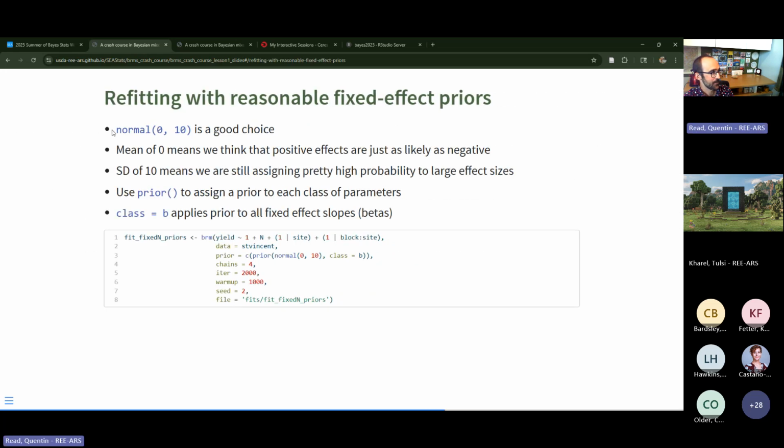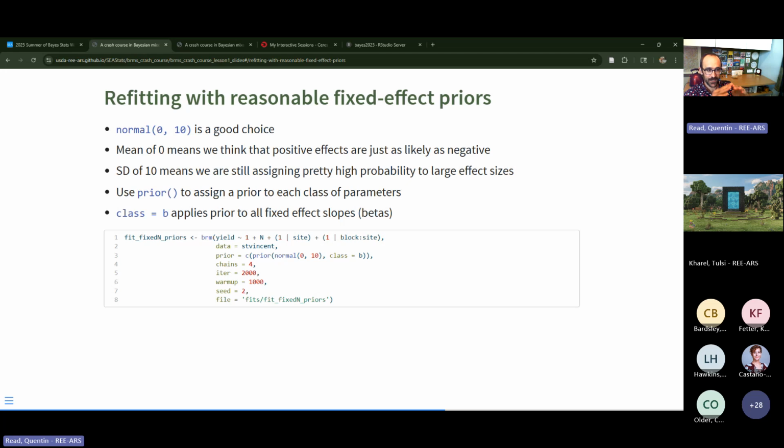We said, okay, how about a normal distribution with a mean of 0 and a standard deviation of 10? It's sort of agnostic to say the mean is 0. That means, right, half the bell curve is negative and half is positive. We're saying we don't even know if adding nitrogen is going to decrease yield or increase it. We think it's equally likely before we see the data. Maybe that's not even really that realistic, but it's sort of conservative.